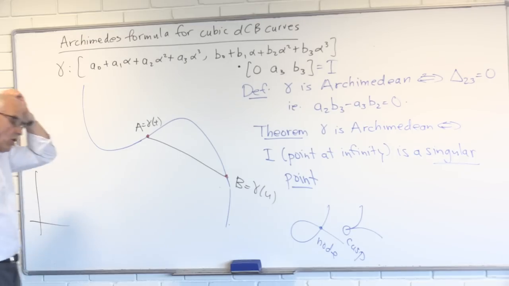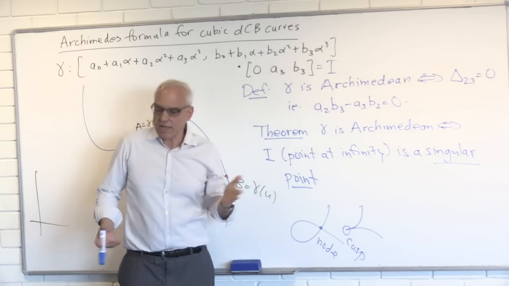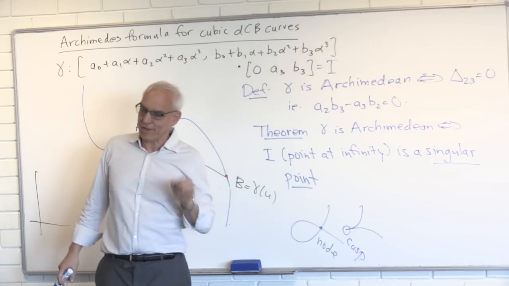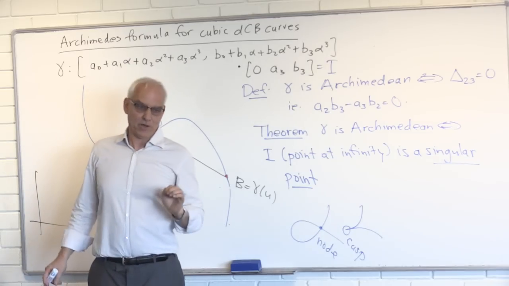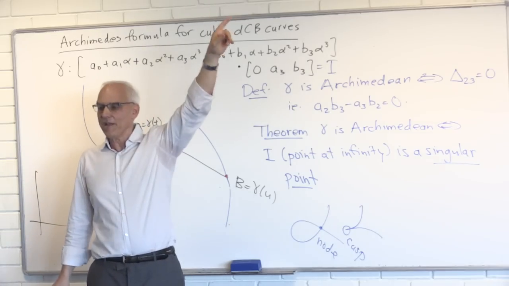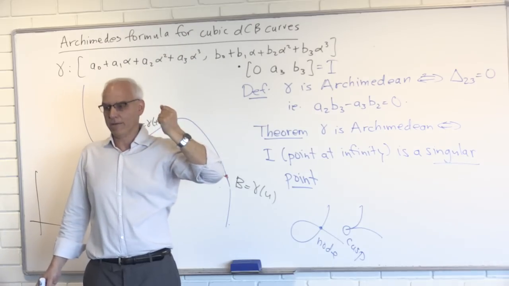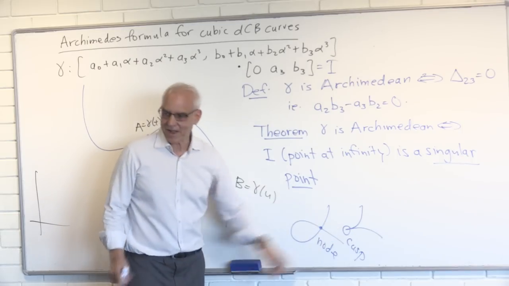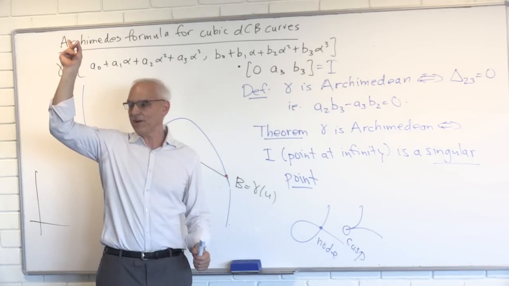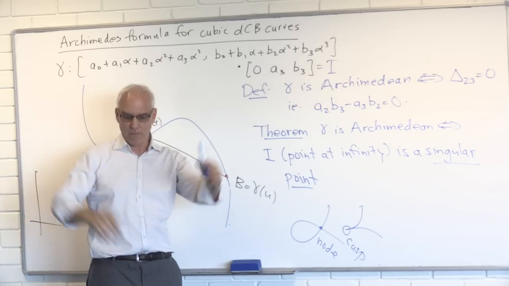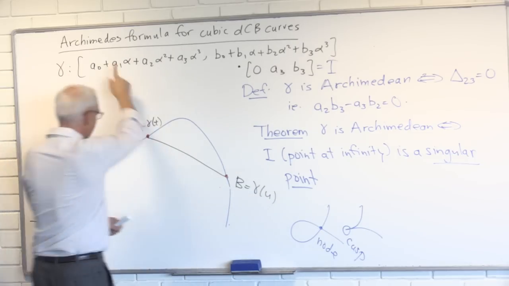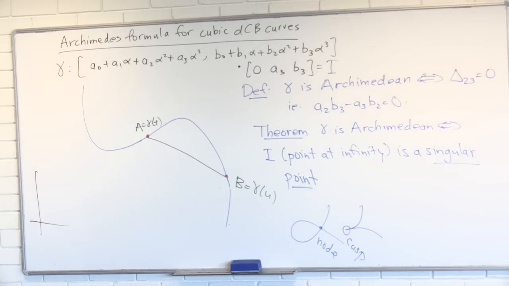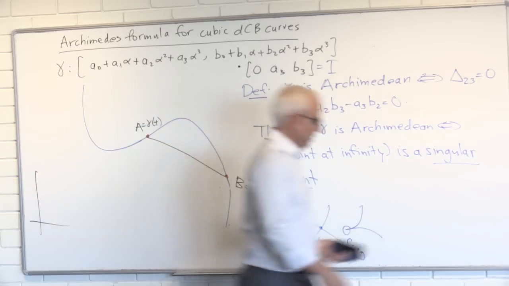Okay? So it's known that every Casteljau Bezier cubic curve has exactly one singular point, and the question is, where is that singular point? And we're saying, if it's at infinity, then we have an Archimedean cubic. So in the plane, we do not see a node, we do not see a cusp, because the node or the cusp is at infinity. If we actually looked at it on the plane, we would just see a nice curve like this. Okay, so what happens? Well, then I can tell you the corresponding things that happen.